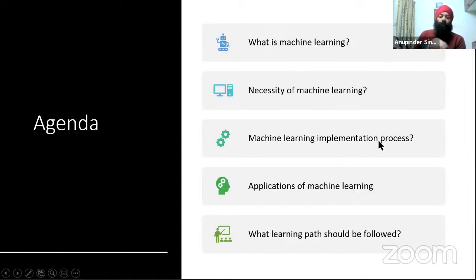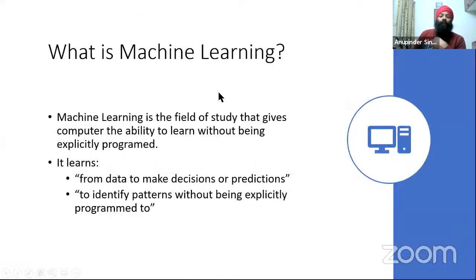Right? So starting with what is machine learning. If I go with the basic context in terms of a definition, it says machine learning is the field of study that gives computers the ability to learn without being programmed. So two very important attributes we are talking about: the ability to learn, and without being explicitly programmed. That is very important, right?